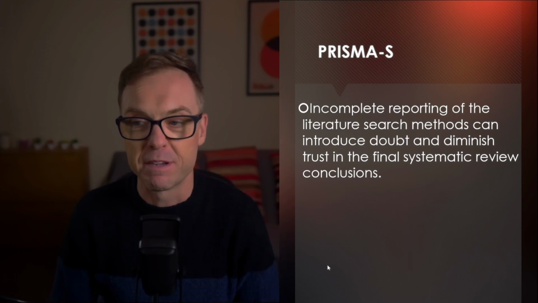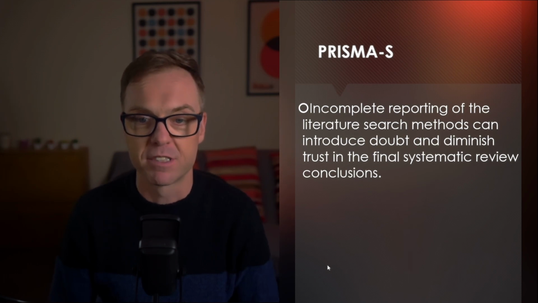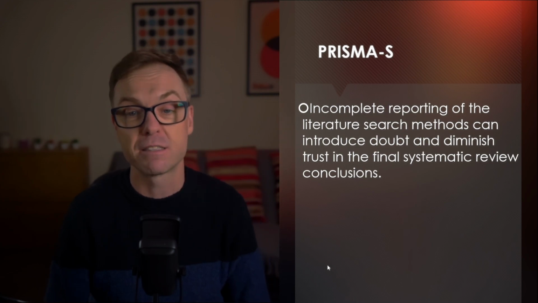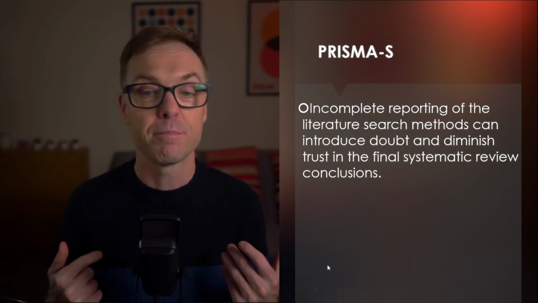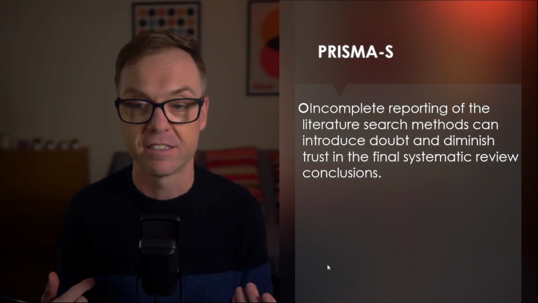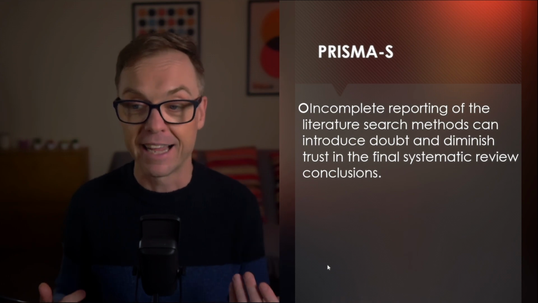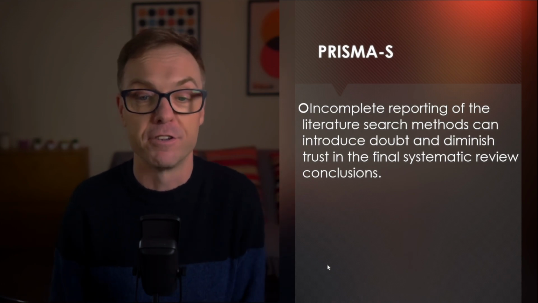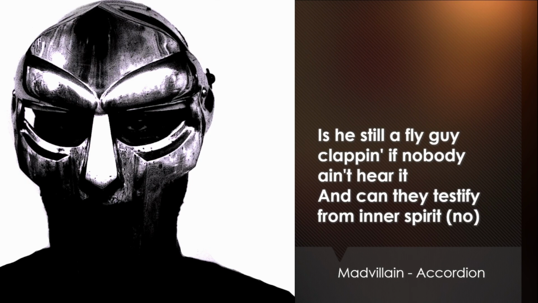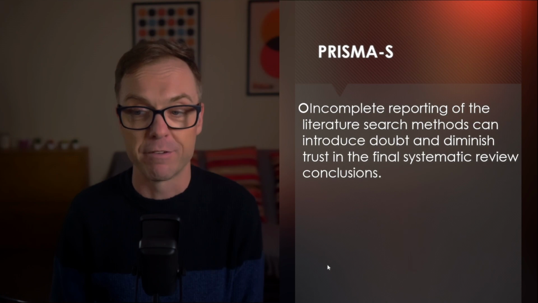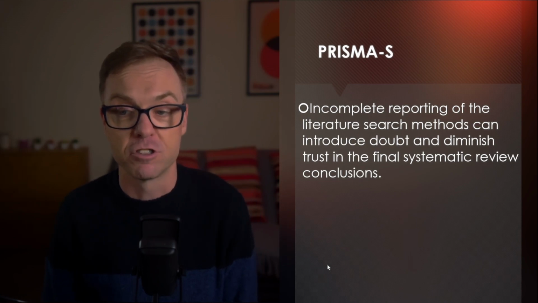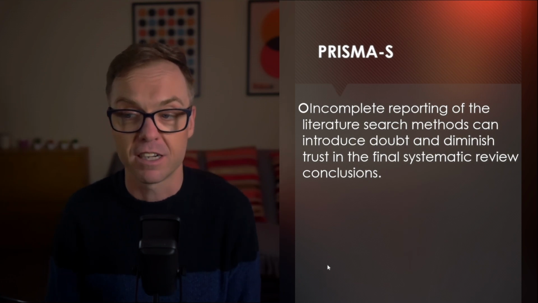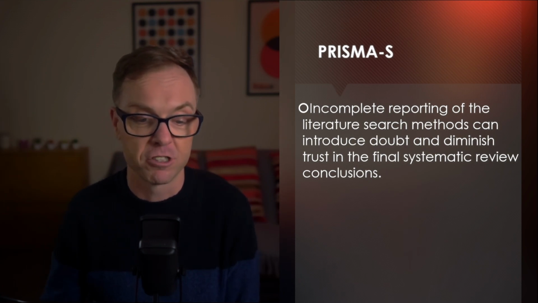So there's recently been released the PRISMA-S reporting guidelines, which are an extension to the PRISMA statement, which is a set of reporting guidelines for systematic reviews as a whole. Incomplete reporting of literature search methods can introduce doubt and diminish trust in the final systematic review conclusions. If researchers, meaning the readers, are unable to understand or reproduce how information was gathered for a systematic review, they may suspect the authors of having introduced bias into their review by not conducting a thorough or pre-specified literature search.